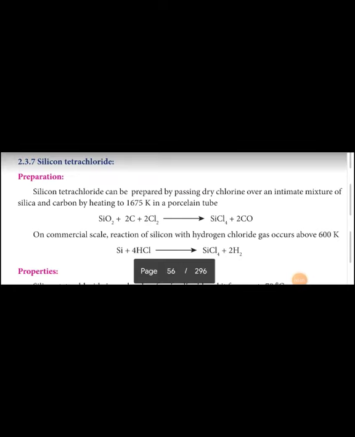Hello students, in this session we are going to see about the silicon compounds, that is silicon tetrachloride. Its formula is SiCl4. So preparation, there are two methods for the preparation.